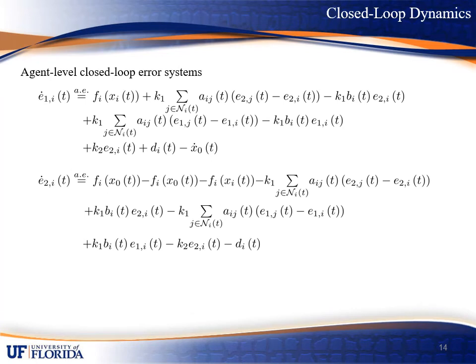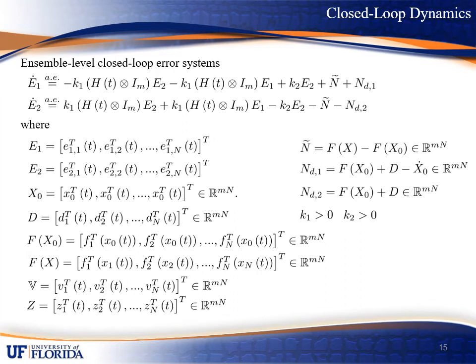Here we have the agent-level closed-loop error systems for the formation, control, and leader tracking error and the estimation errors for agent I. Note that both error systems contain consensus-like terms for the estimation error and the formation, control, and leader tracking errors. Note that the derivative of these error systems exists almost everywhere except at isolated times, which correspond to the broadcast times of the neighbors of agent I and agent I itself.